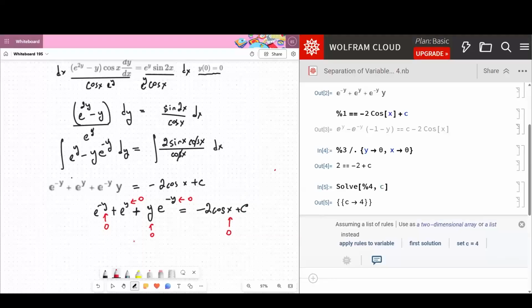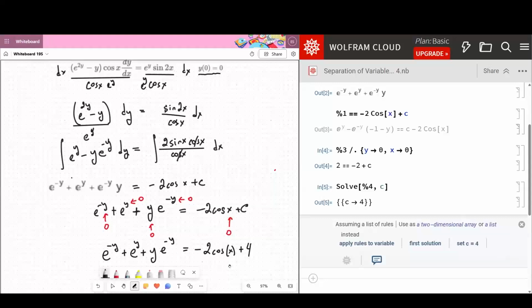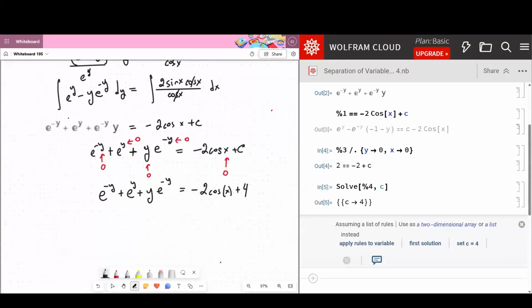So we can come back here and rewrite the same equation. So again, in implicit form, e to the -y plus e to the y plus y e to the -y is equal to negative cosine of x plus, this time we can now happily put 4 instead of C. And so now we have a particular solution, a specific solution given the initial condition.